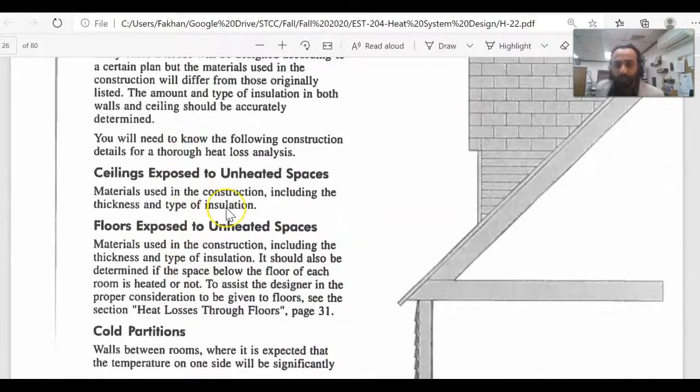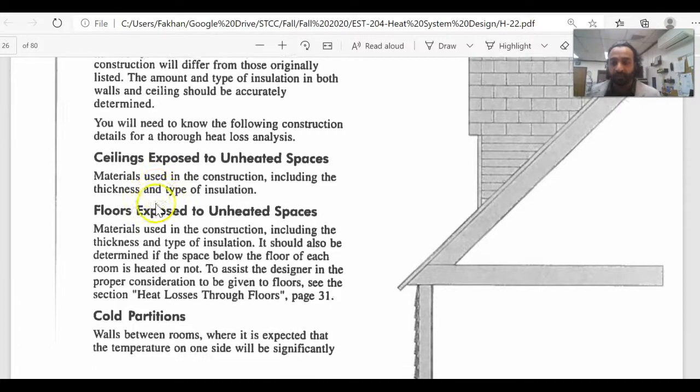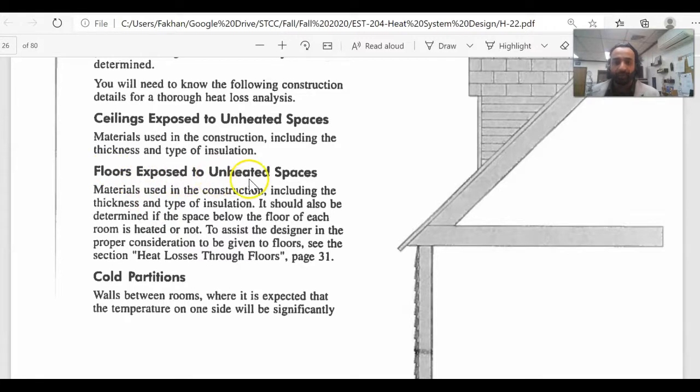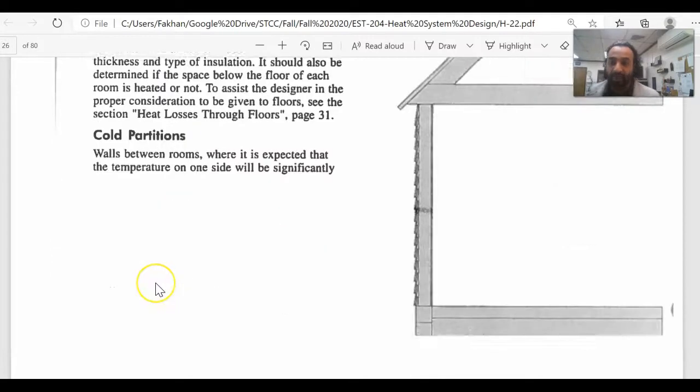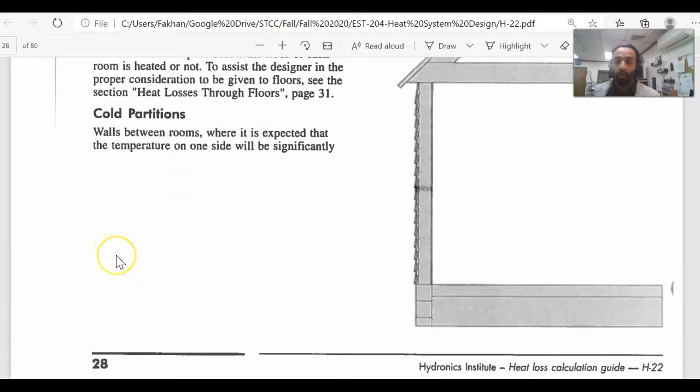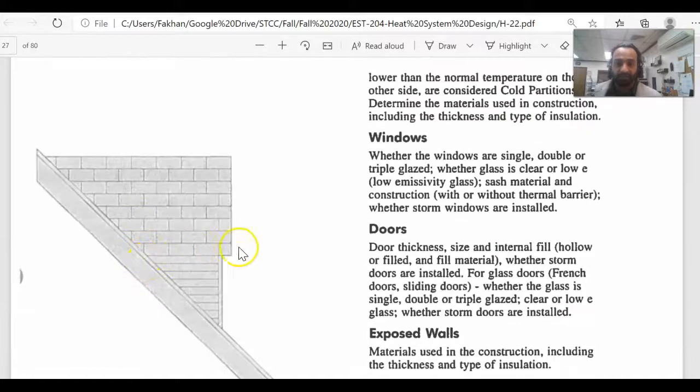So ceiling exposed or to an unheated space. That's different than a roof, because the ceiling is going to leak heat to a space that is not heated, but it's not the outside, so it's kind of different. So it has a different heat loss factor. Floor exposed to unheated space, that's again different. Unheated space is different than a crawl space or a ventilated basement. Whenever we have ventilation, we have colder sides, and also cold partition. All those three are the same, which basically means we're losing heat, but not to the outside, to a cold space or cold partition. So that's a little bit different.